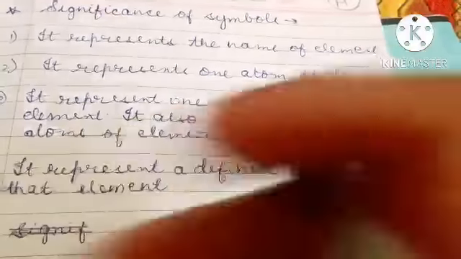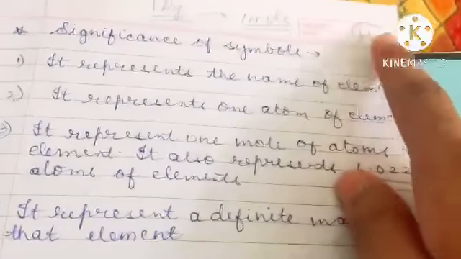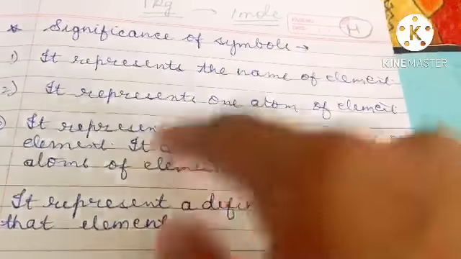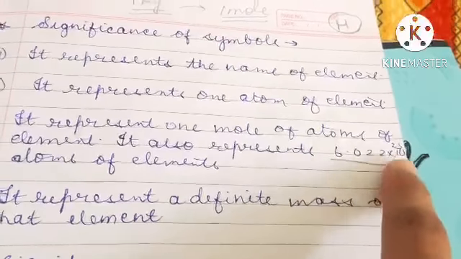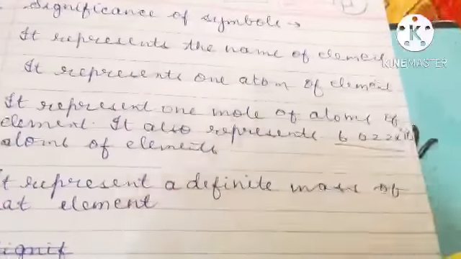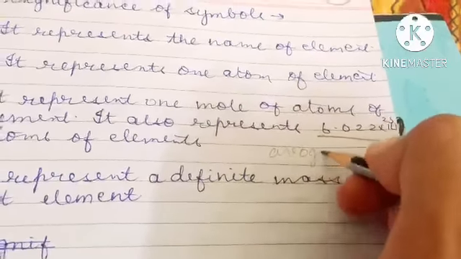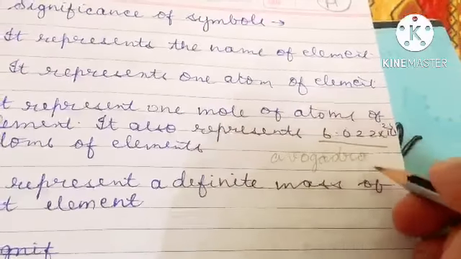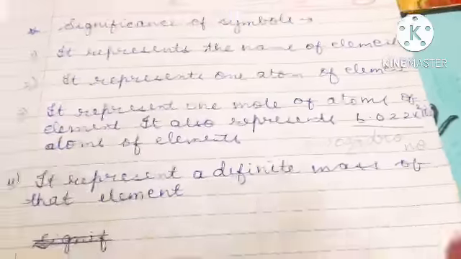So what is the value of 1 mole? 1 mole contains this many atoms, meaning this H can represent 1 atom of hydrogen, or this H can represent 6.022 multiplied by 10 to the power 23 atoms of hydrogen. This 6.022 into 10 to the power 23 is also known as the Avogadro number. It represents a definite mass of that element, and a simple mass is also given.